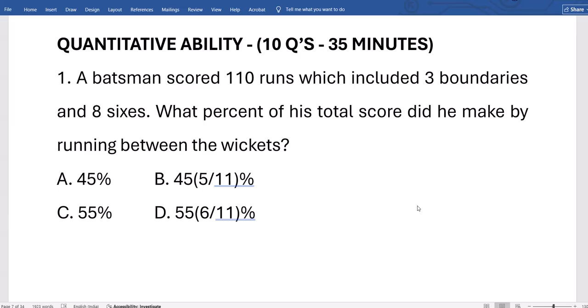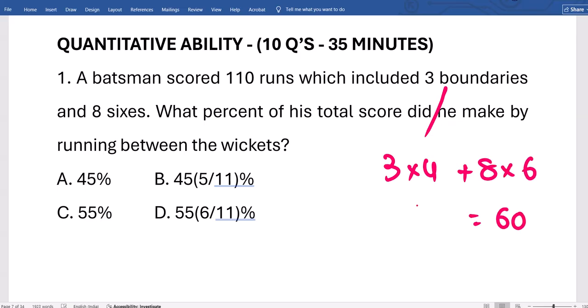So out of 110 runs, 3 boundaries, 3 into 4, 12 runs, 8 sixes, 8 into 6, 48. So 48 plus 12, 60 runs are scored with boundaries, the 4s and 6s. Remaining is 50. This is by running between the wickets, he scored 50 runs. So out of 110, what is that percentage?